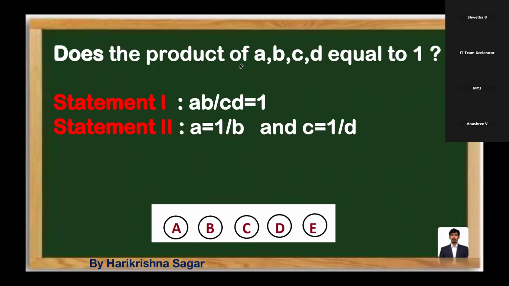Lavanya is saying E. Do you remember what A, B, C, D, E are? Both indicates C. B indicates statement 2 alone.